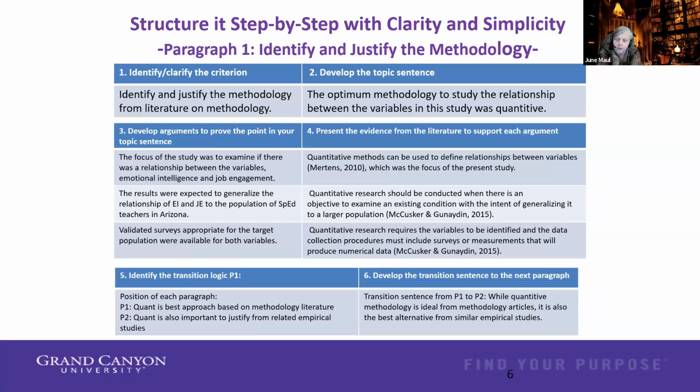Often we see learners when they first do this, all they do is put in citation after citation after citation. They forget step 3. They haven't actually shown how it relates to their dissertation. So the first argument here is the focus of the study was to examine if there was a relationship between the variables of emotional intelligence and job engagement. Evidence for this statement would be quantitative methods can be used to define relationships between variables, cited by Mertens 2010, which was the focus of the present study.